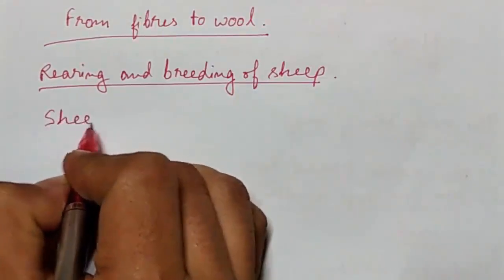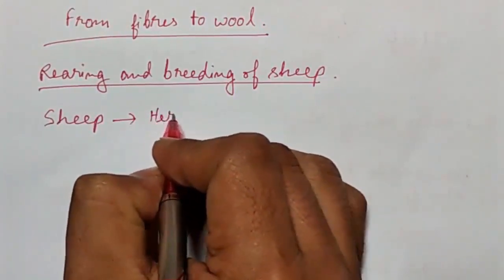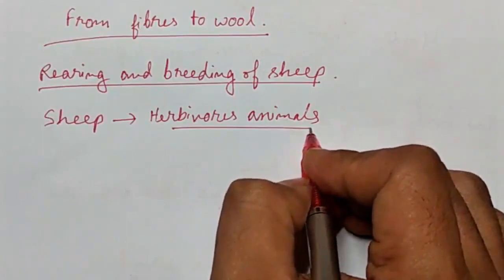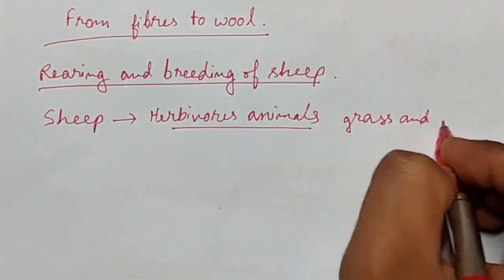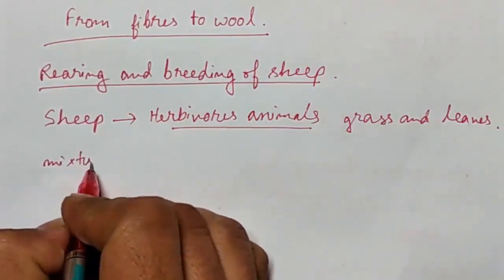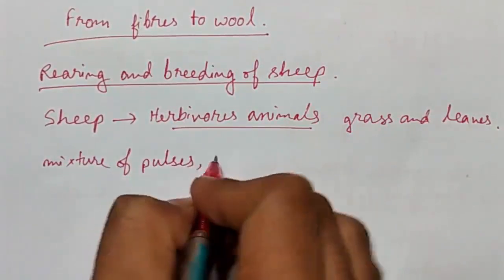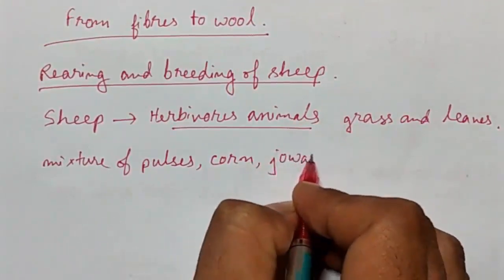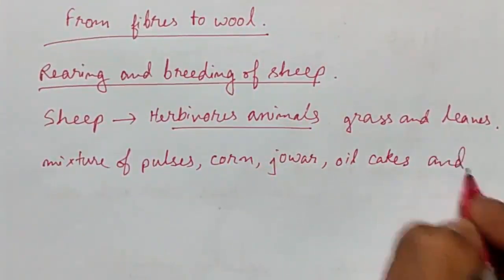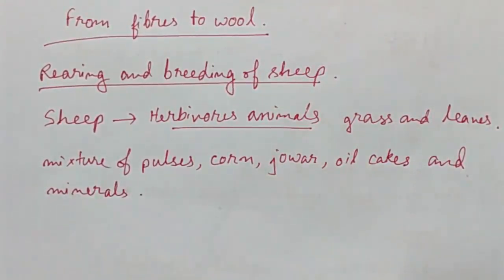As we know, sheep are herbivorous animals. They prefer eating grass and leaves. Apart from grazing, sheep rearers also feed them on a mixture of pulses, corn, jowar, oil cakes, and minerals. In winter, sheep are kept indoors and fed on leaves, grain, and dry fodder.